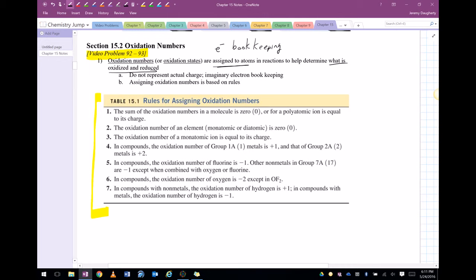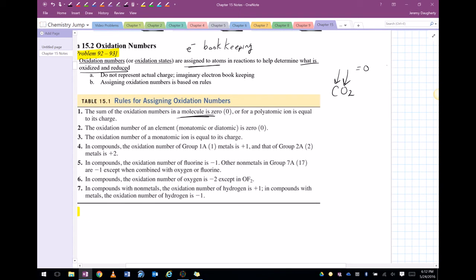All right? So we do follow these rules. Now these rules are on your pink sheet, but it's best to memorize them for AP. And after you do a bunch of these, you'll be fine. So let's go over the rules. The sum of the oxidation numbers in a molecule is always equal to 0. So in other words, like CO2, that's a molecule. The oxidation state of oxygen plus the oxidation state of carbon is going to equal 0. So this is going to equal 0 all the time.